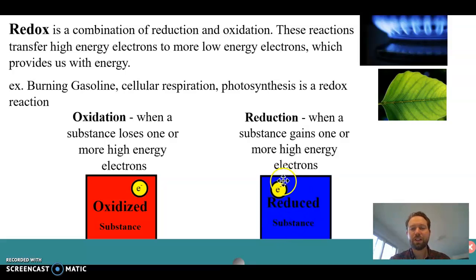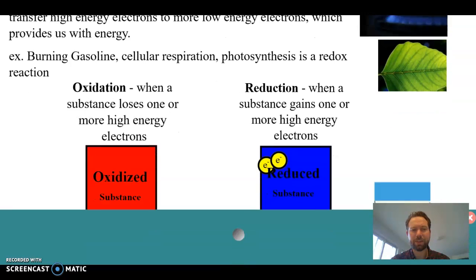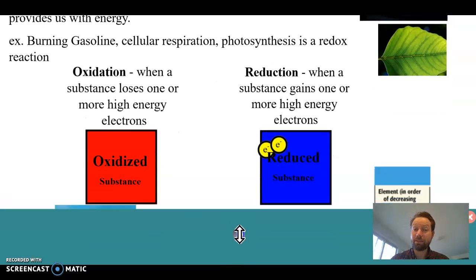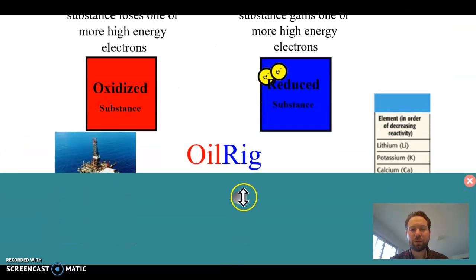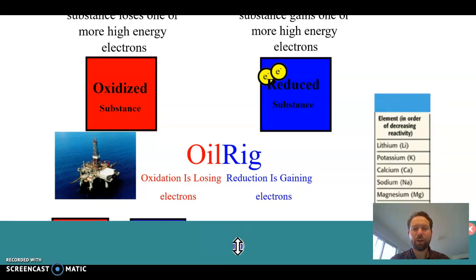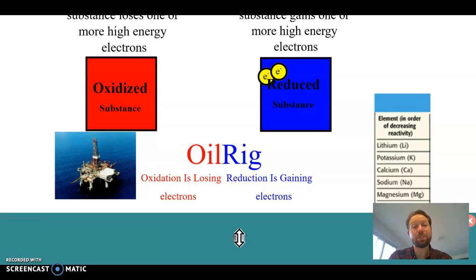Reduction is when a substance gains one or more electrons. And so when we give these electrons over, this oxidized substance changes electrically. Same thing with the reduced substance. And we have a nice, easy to remember acronym for this: OIL RIG. Oxidation is losing and reduction is gaining. What are we losing and gaining? Electrons.